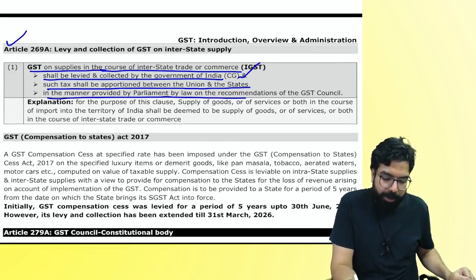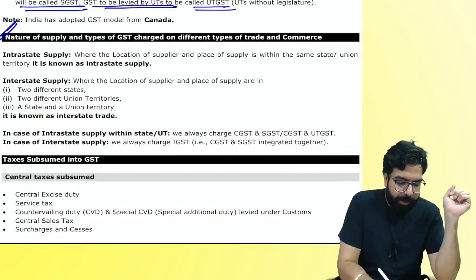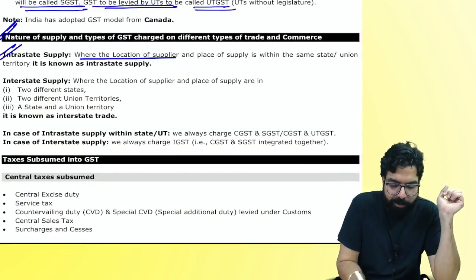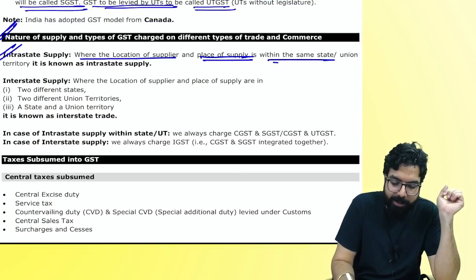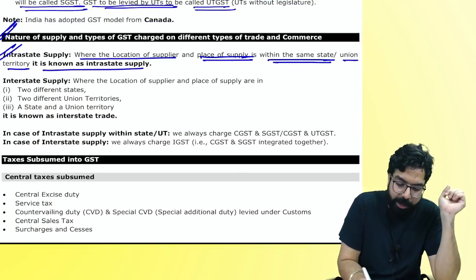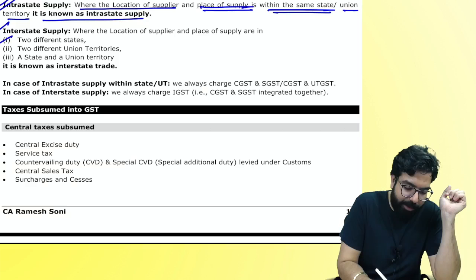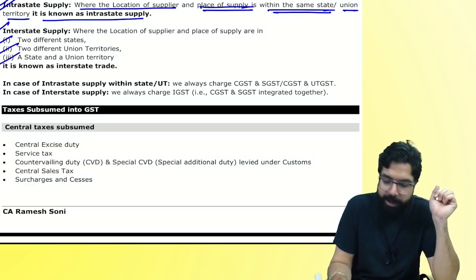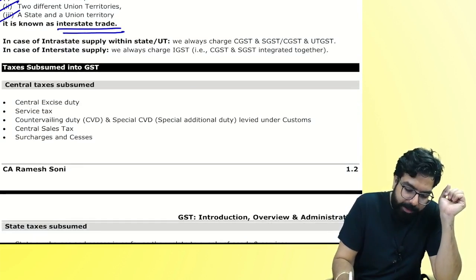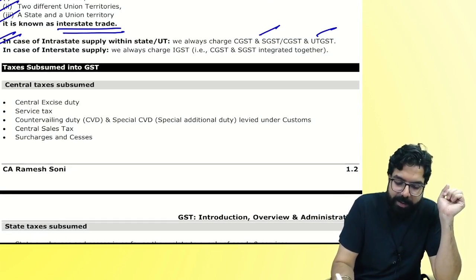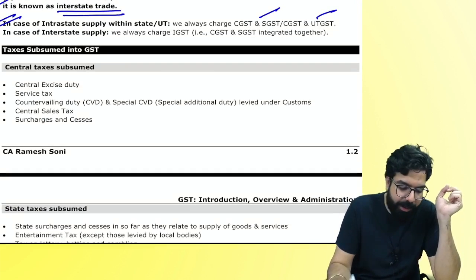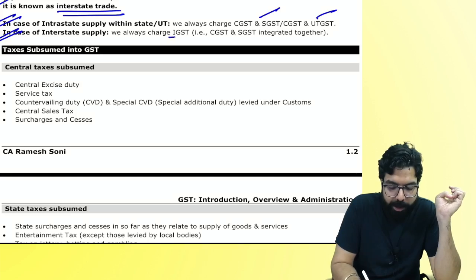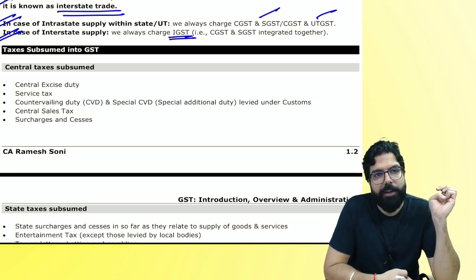The next one over here. Where are we? Nature of supply. What is intrastate? Where the location of the supplier and the place of supply are within the same state or same UT, it is known as intrastate. Whenever it is two different states, two different UTs, or one state and one UT, it is always interstate. In intrastate, we always charge CGST and SGST, or CGST and UTGST. In case of interstate, we always charge IGST. Are we clear?